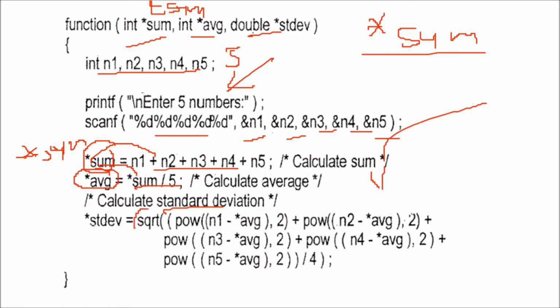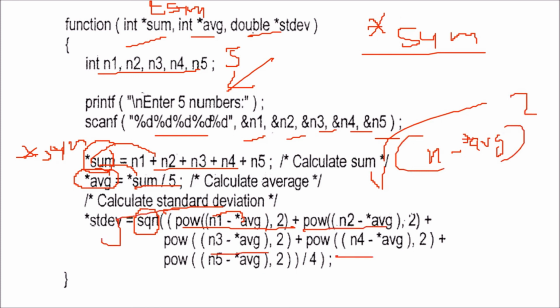For that we took square SQRT. Then we took every value, subtracted it from the average and raised it to the power of 2. So for each entry, this is the power function. So this is simply n1 minus avg, star avg means value at avg, squared. This is what we have done, and we have added all 5 of them and taken the square root, and this is how standard deviation will be computed.